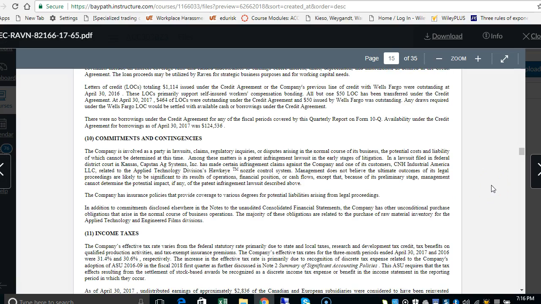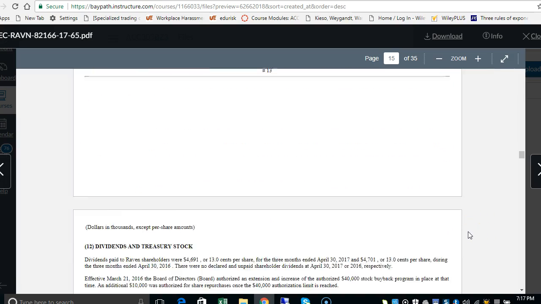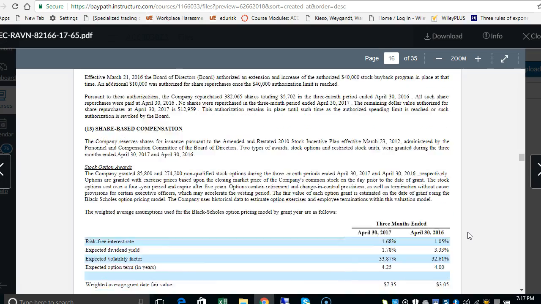Contingencies. Another part of the audit learning objective for us this year was learning about how to report contingencies. Talking about lawsuits, claims, regulatory inquiries, disputes. So a company has to disclose that and talk about it. Income tax is another area they have to talk about. They talk about their dividend, share-based comp.